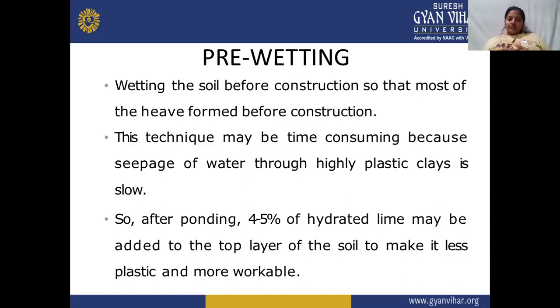Okay, so after ponding, 4 to 5% of hydrated lime may be added to the top layer of the soil to make it less plastic and more workable. So what happens is, we know that lime has a property of bonding in the presence of water. So this is a process of stabilizing.